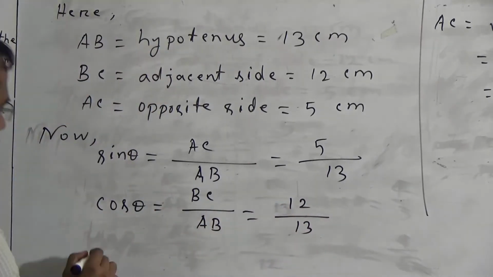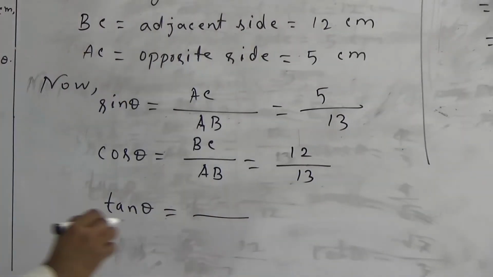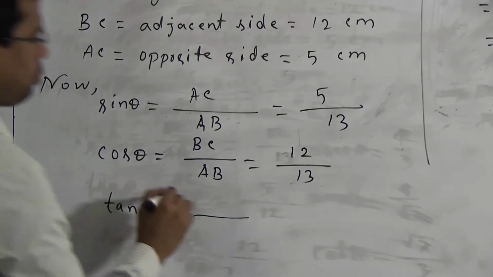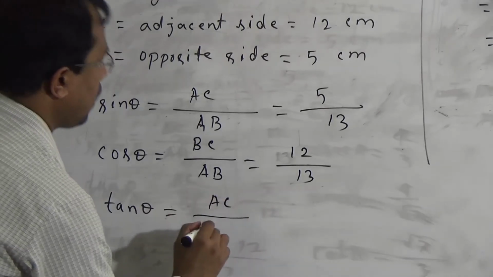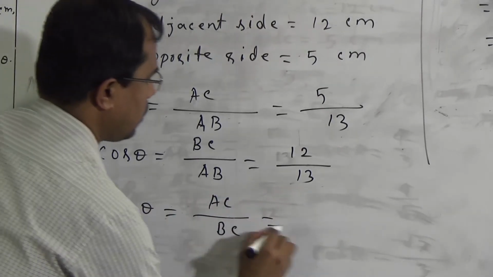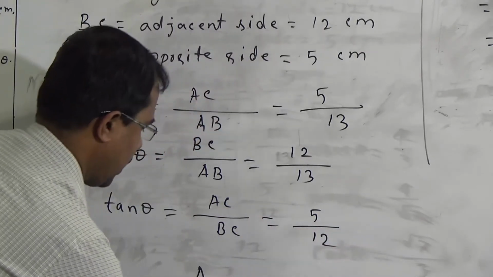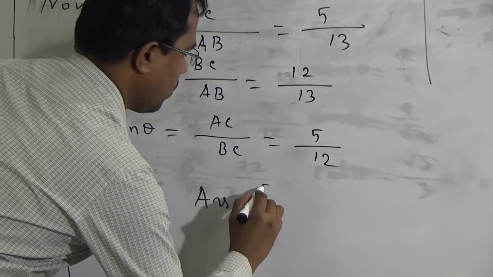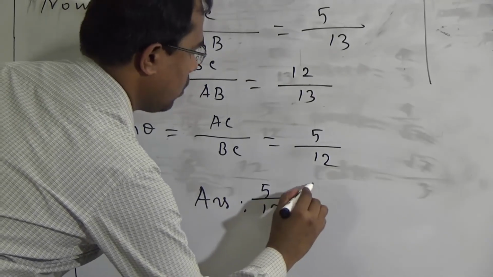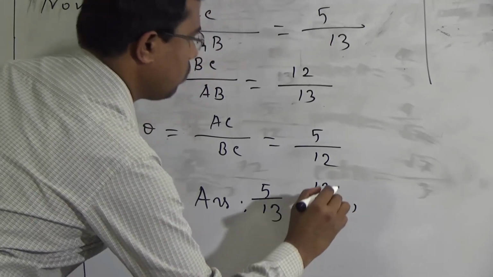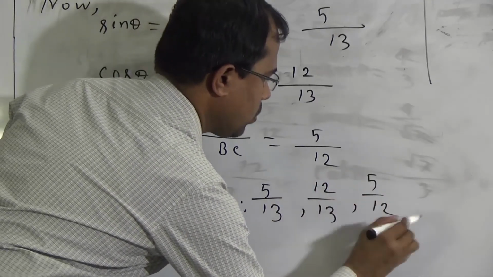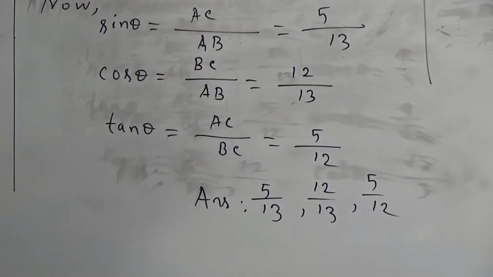Now we will find out the value of tan theta. Tan is equal to the ratio of the opposite side and the adjacent side, that means AC by BC. This is equal to 5 by 12. And the answers will be 5 by 13, 12 by 13 and 5 by 12. Okay, dear students, we have solved 4 number.